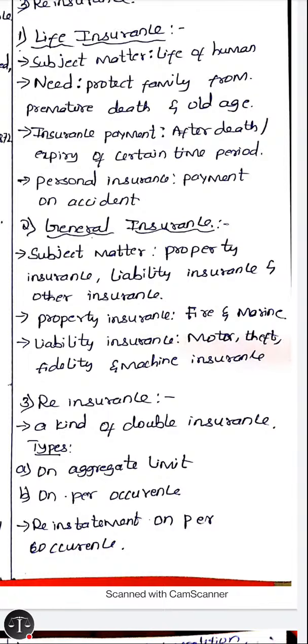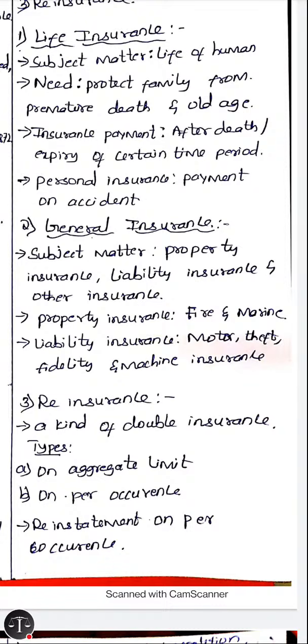The next is reinsurance. So what is reinsurance? Reinsurance is a kind of double insurance. So what does it mean? A person goes to an insurance company and takes an insurance, and the insurance company will pay money to them on happening of an event. What if the insurance company goes into loss? So the insurance company in turn takes an insurance from a different company.